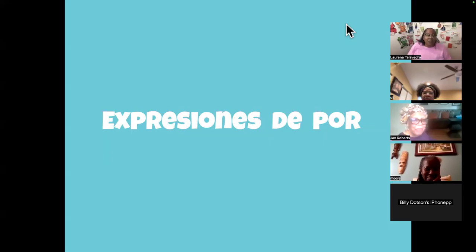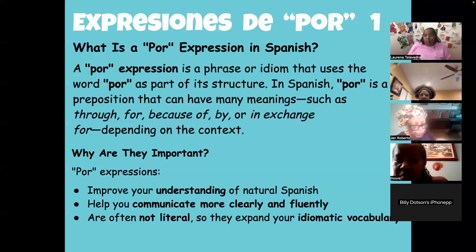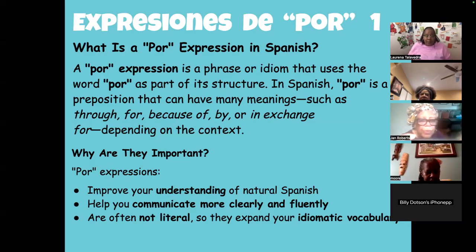Okay, friends, we are going to be talking about las expresiones de por. So, what is a por expression in Spanish? A por expression is a phrase or idiom that uses the word por as part of its structure. In Spanish, por is a preposition that can have many meanings, such as through, for, because of, by, or in exchange for, depending on the context.